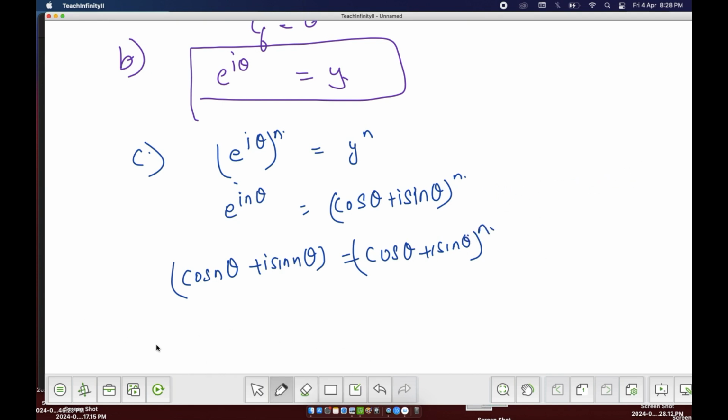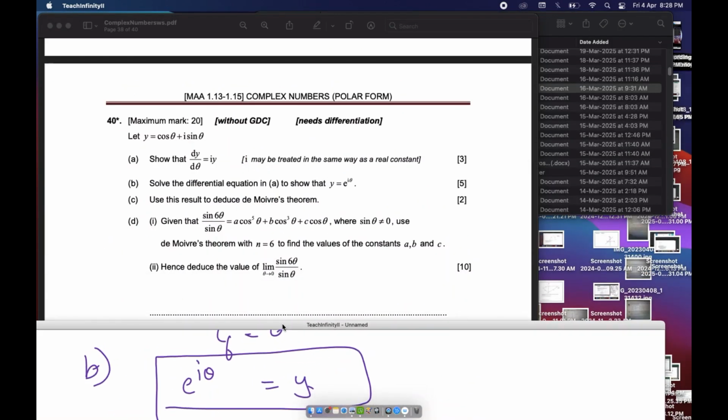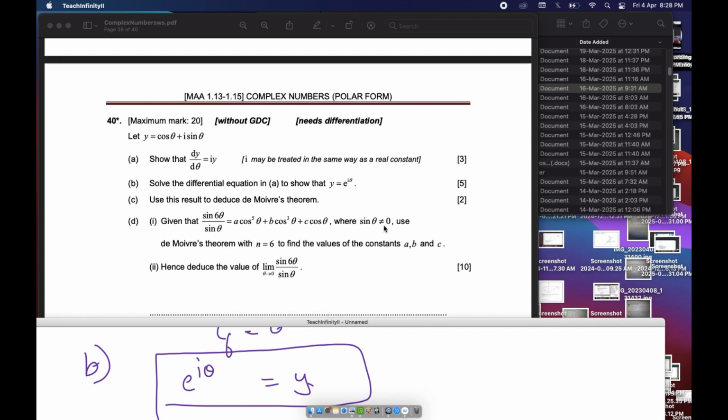Okay, then there is the D part to the question. What's the question? It says, given that sin 6 theta over sin theta is equal to this, where sin theta is not equal to 0, use de Moivre's theorem with n equal to 6 to find the values of constants a, b, and c. Sin theta cannot be 0, so the denominator cannot be 0. So we use de Moivre's theorem with n equal to 6.